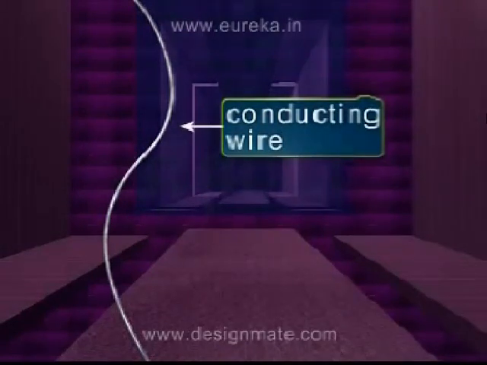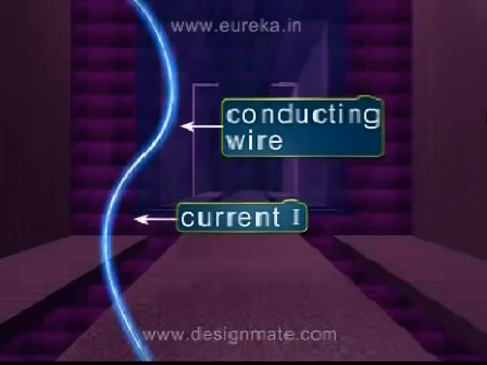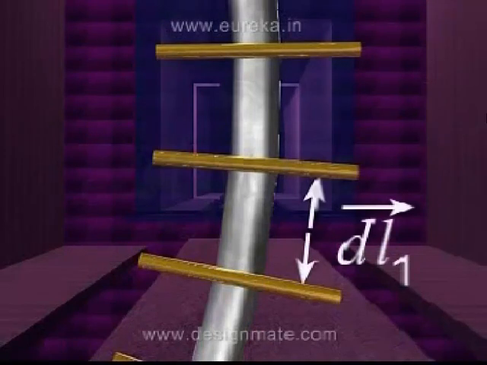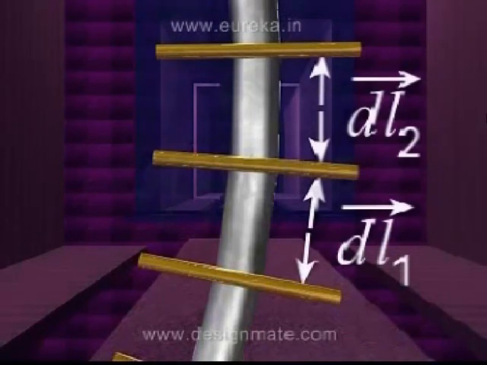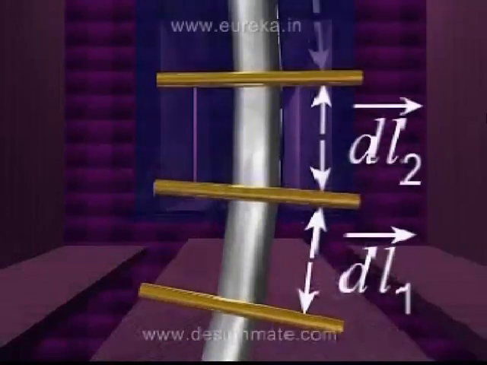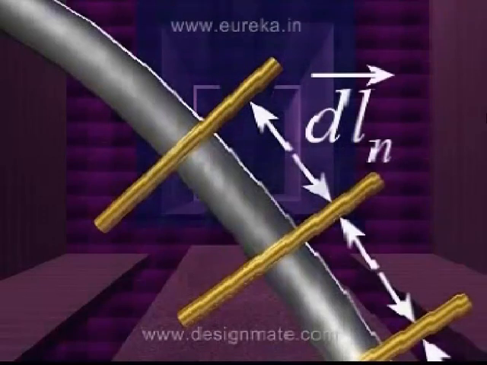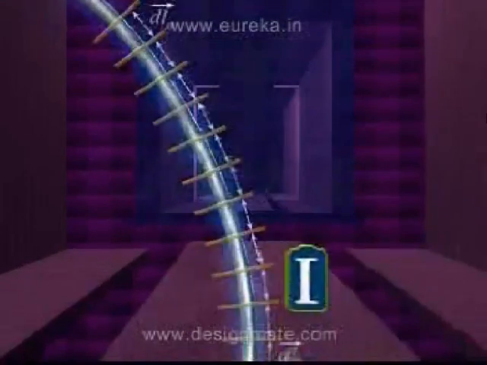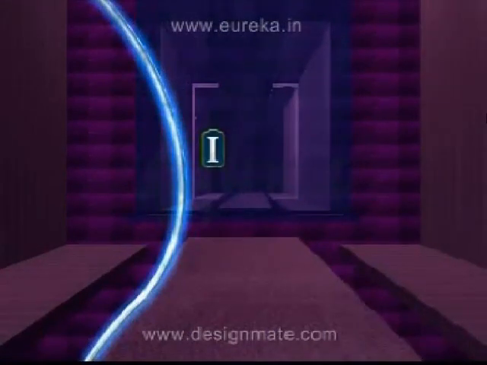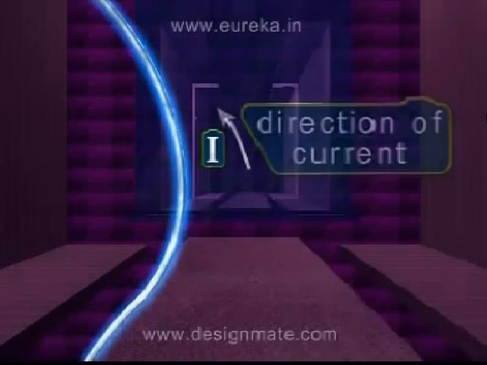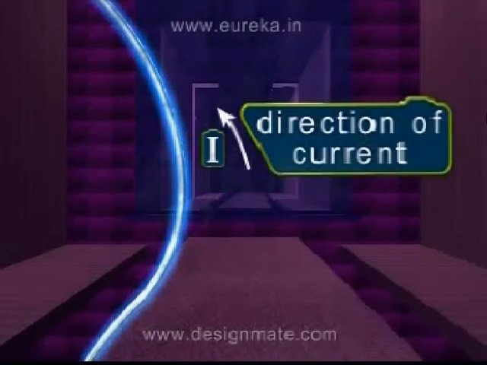Consider a conducting wire of an arbitrary shape carrying a current I. One can consider the wire as made up of elements vector dl1, vector dl2, and so on to vector dln, each of an infinitesimally small length, so that each element is a segment of a line vector in the direction of the current.